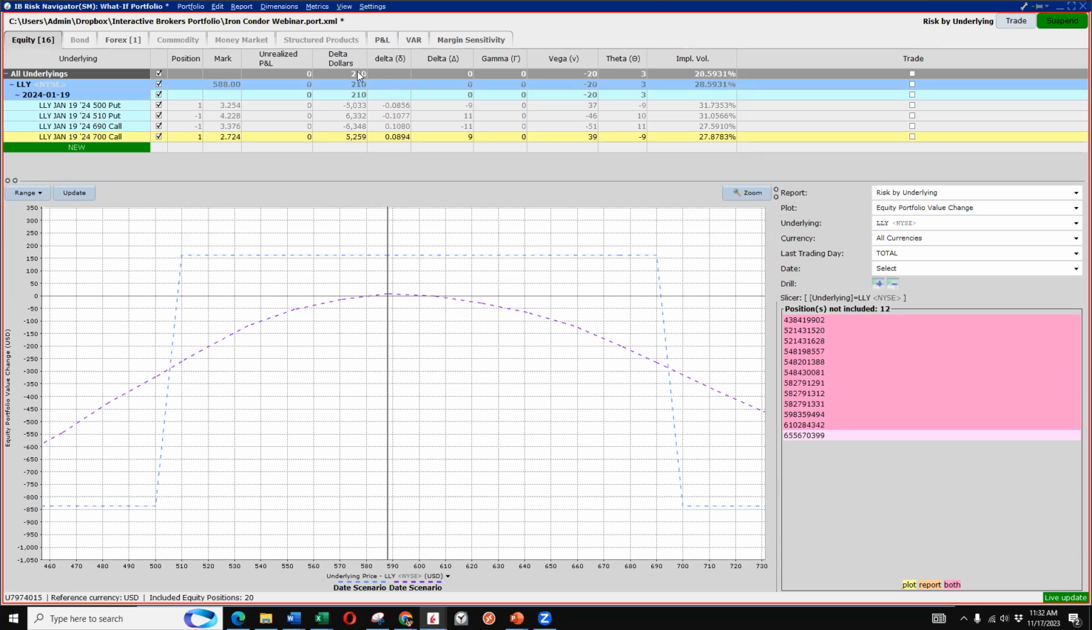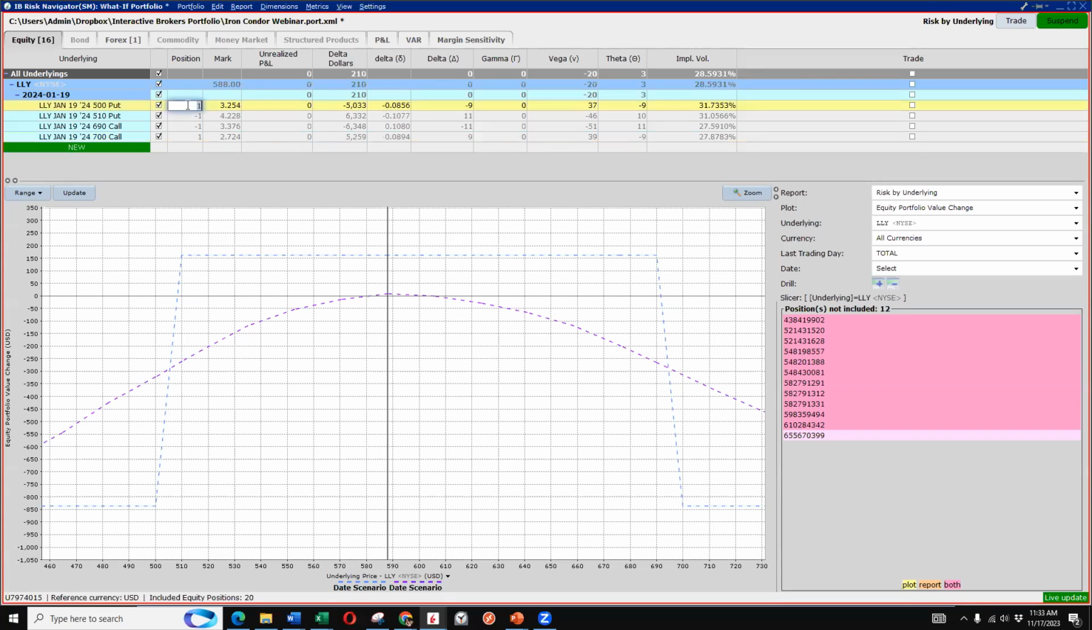Now, we talked a little bit about delta dollars earlier. I'm going to try and think of the best way to explain this because I do watch this number as well. Basically, all it is is our position delta times the stock price. So there's a bit of rounding going on here. Our position delta is not going to be exactly 0. It's probably going to be about 0.4 or something like that. 0.4 times the price of 588 is going to give us roughly that 210.